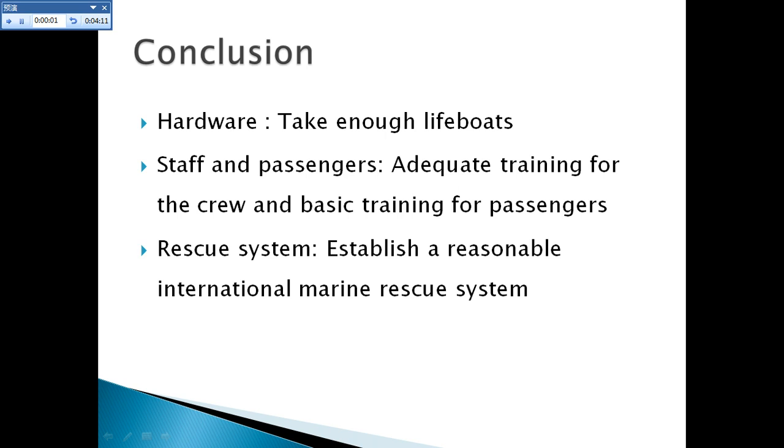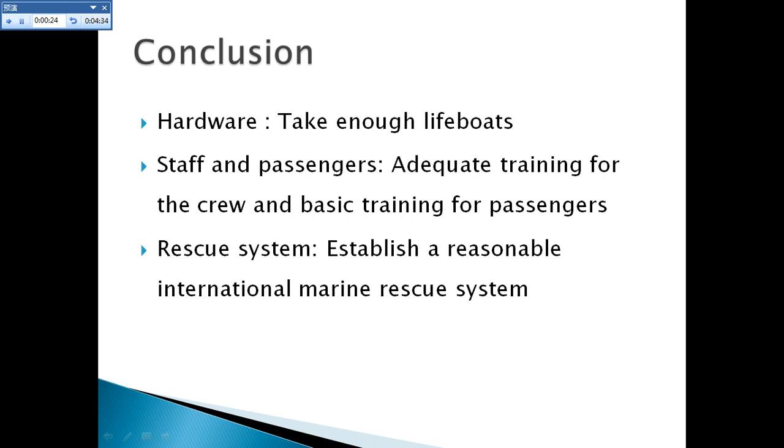Let's move on to the last part, the conclusion. According to the above analysis, I will provide some recommendations from the following 3 aspects. In terms of hardware, the ship should carry enough lifeboats for the passengers.